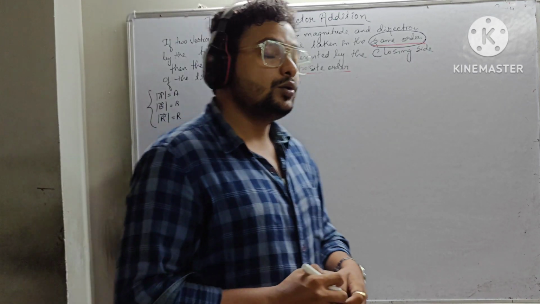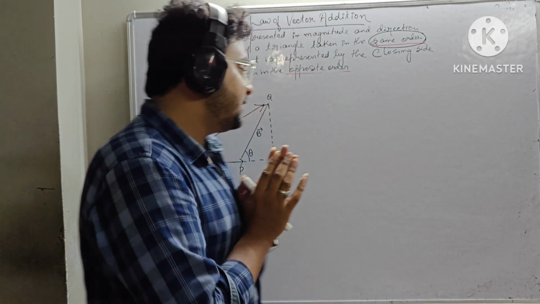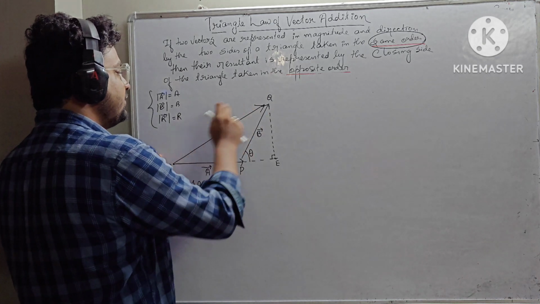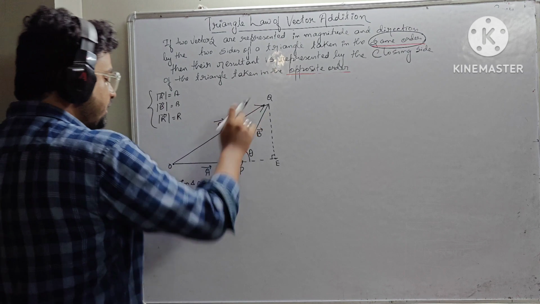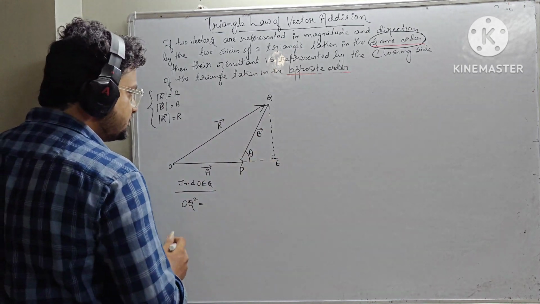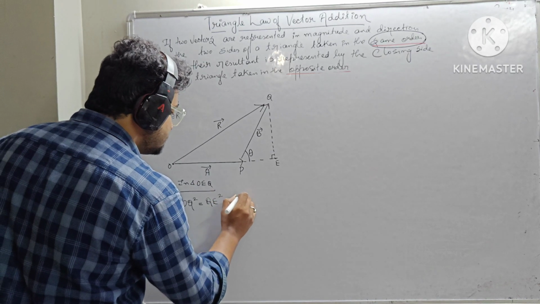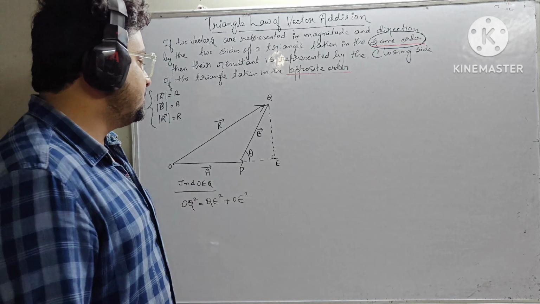Remember, now we are only working with the magnitude, that is the length. Only the magnitude. So our task is to find out OQ. Remember, what is our task? Our task is to find out OQ. So OQ square is going to be, using Pythagoras theorem, QE square plus OE square.